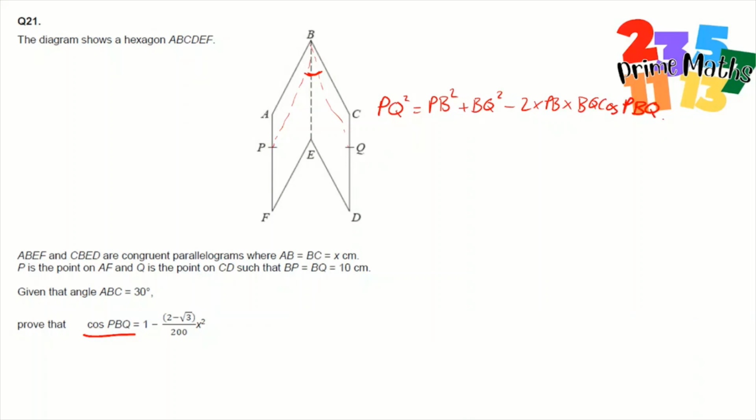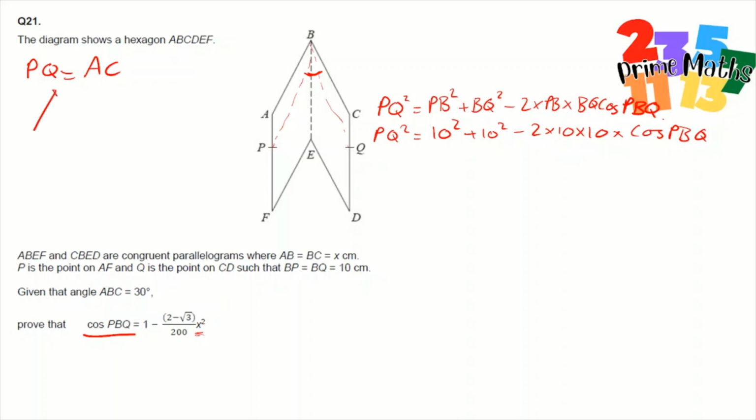PBQ. I know what PB and BQ are. PQ squared is going to be 10 squared plus 10 squared minus 2 times 10 times 10 times cos of PBQ. Before I simplify this, I know that I'm going to need to work out what PQ is, and that's probably going to be in terms of x because our answer has an x in. I can see from my diagram that PQ is equal to AC, so if I work out the value of AC, then I can work out what PQ is.